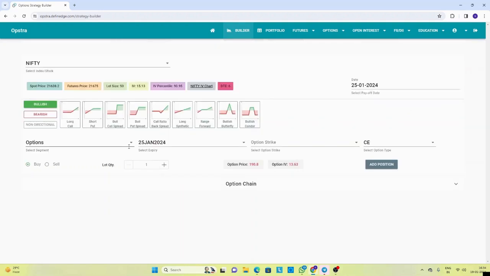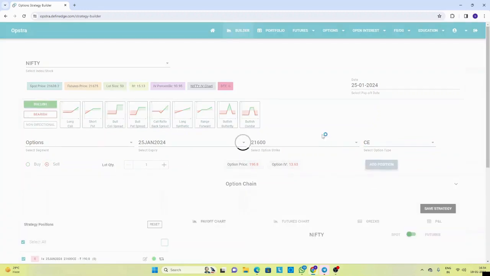Clear? Now let me sell a call option with a bearish view and see how it works. Same options. 25th Jan is the expiry date. Again, at the money option, 21,600. Call option. Instead of buy, this time I'll be selling one lot of Nifty at position. Now this is the payoff on the right side.